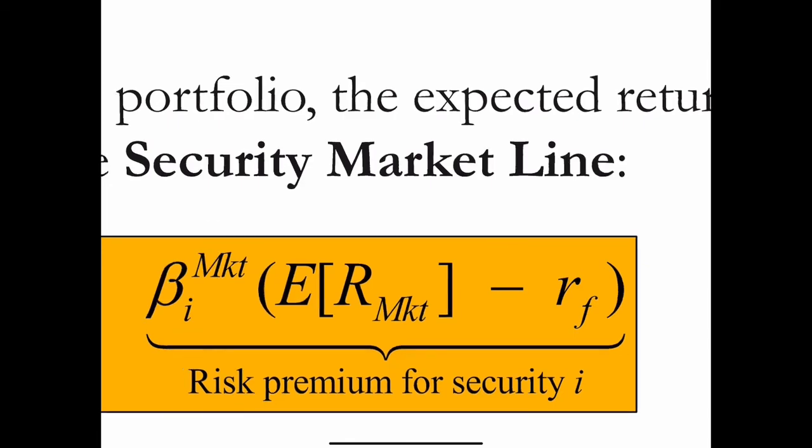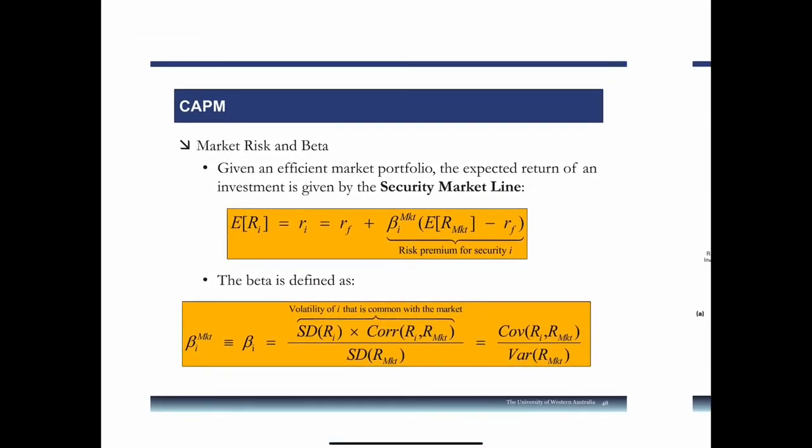And the beta is defined, as we show over here, as the volatility of stock i that is common with the market. So the standard deviation of R_i times the correlation of R_i and the market, over the standard deviation of the market, equals the covariance of R_i and R_market over the variance of R_market, right? And that's the official definition for beta, to show you how to quantify that term to capture the systematic risk, right?